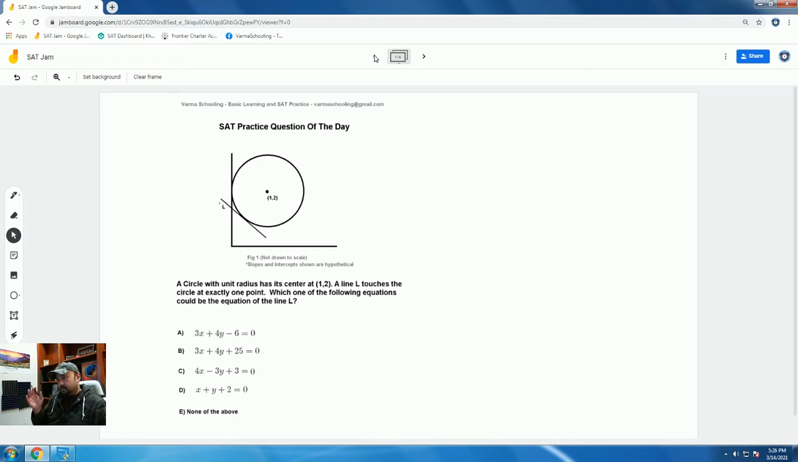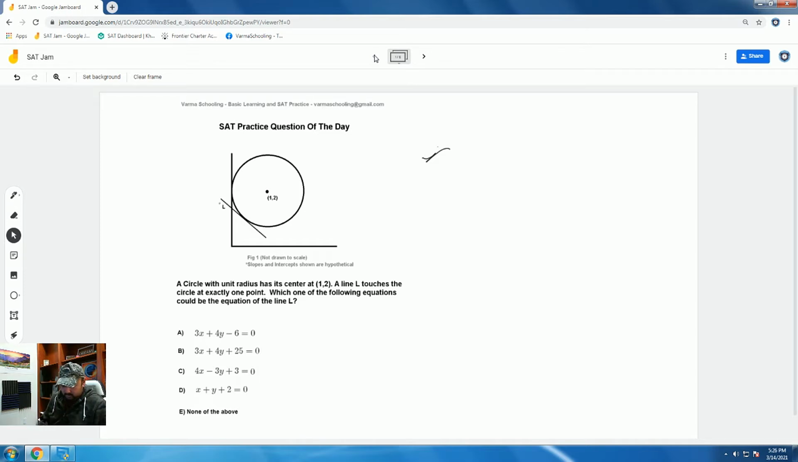And first off, a question like this is tricky, because it has two ways of solving it. You could go deep down and try to solve the equation of the circle intersecting with the equation for all of these four choices, and it'll just be inherently complex.